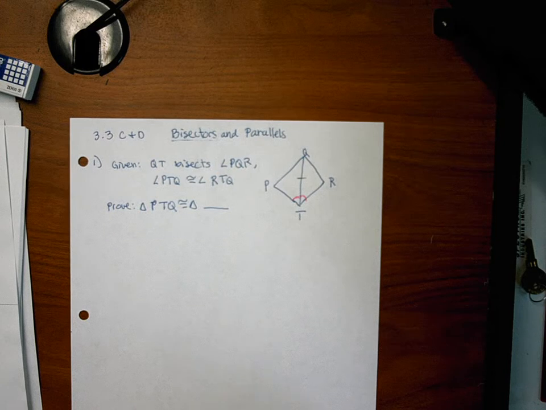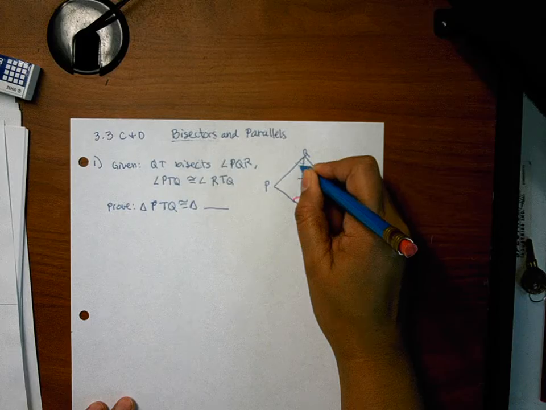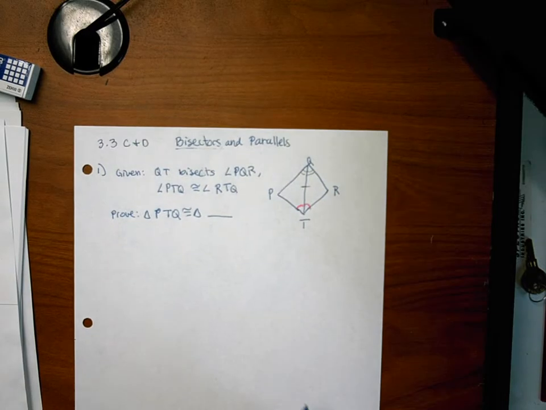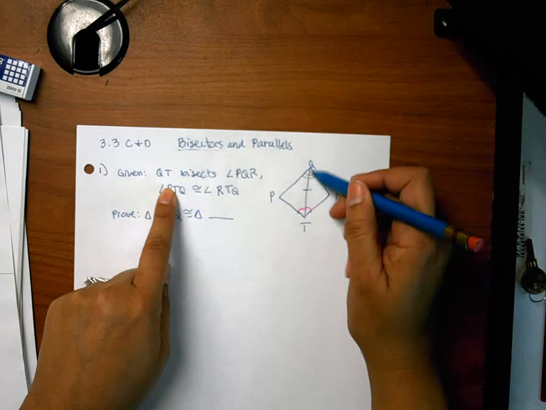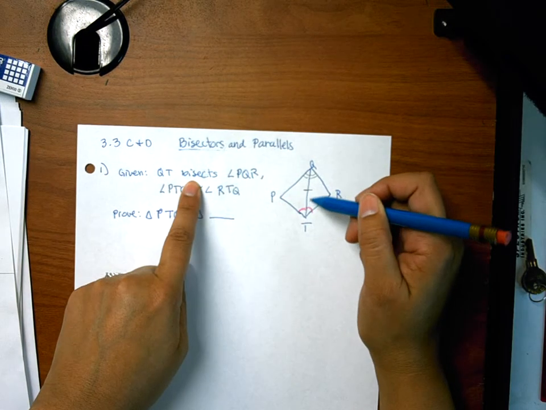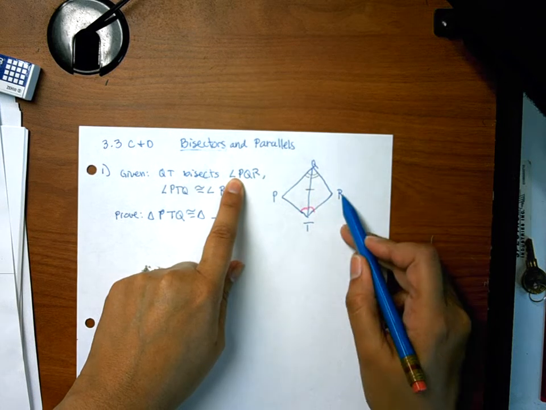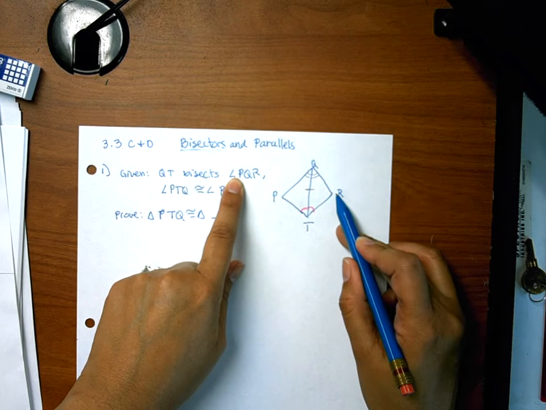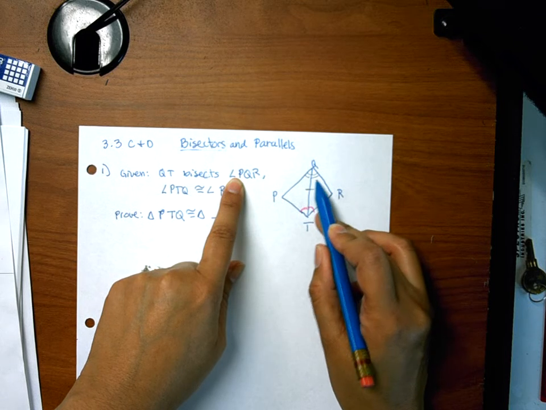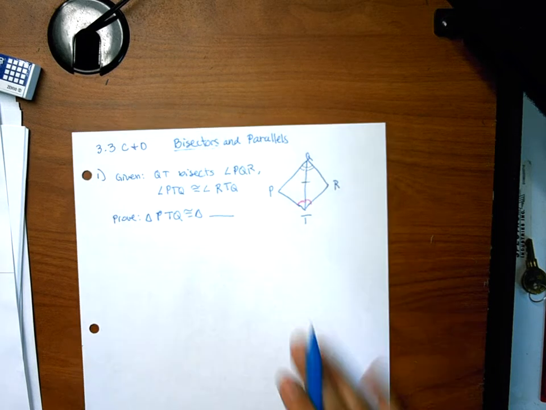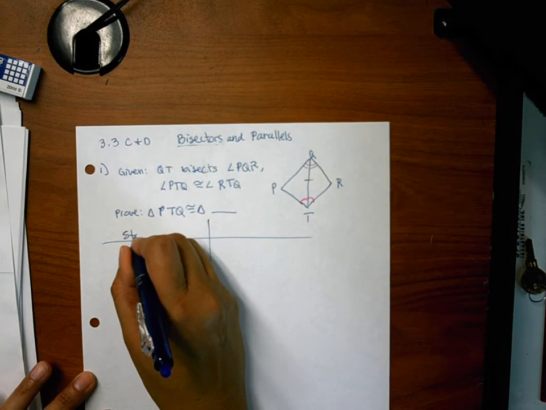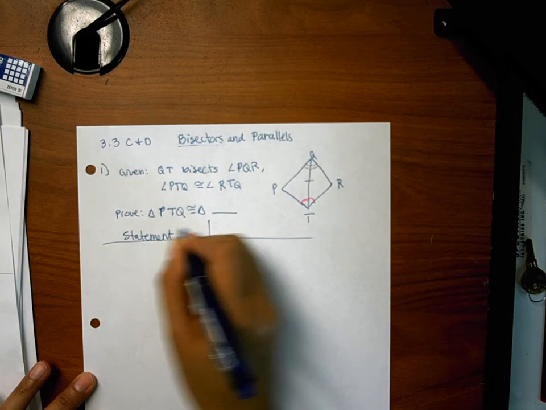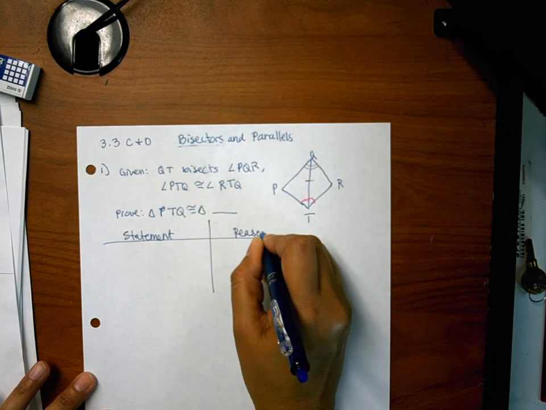Now, I know because of reflexive property, I'm going to mark this in pencil, that QT is congruent to QT. And I also know that these two angles are congruent. How do I know that? Because we can't just randomly put angle markings. I know that because this QT bisects, means it cuts in half angle PQR. If it cuts PQR in half, then these two angles are congruent to each other. They're equal.